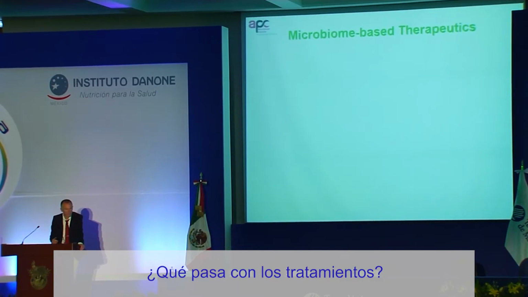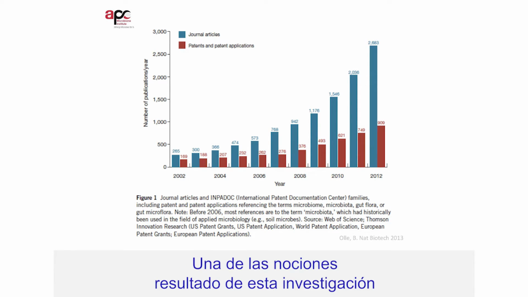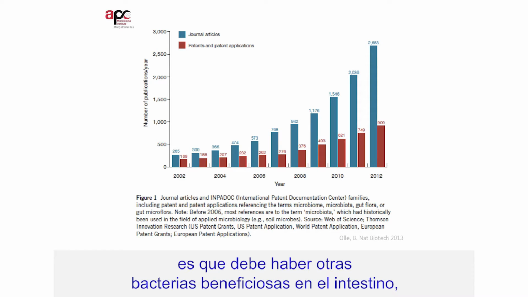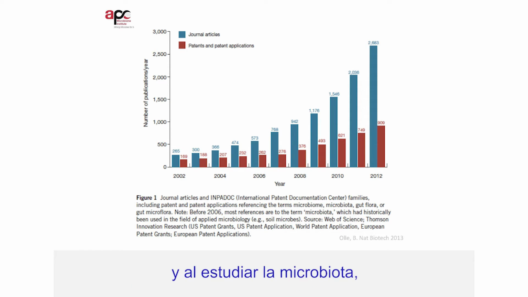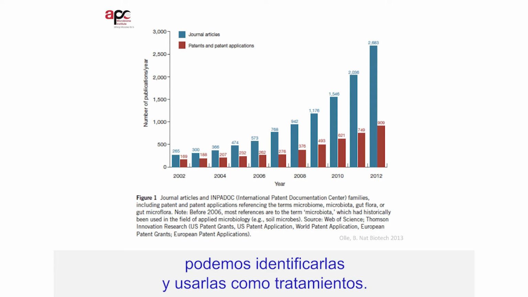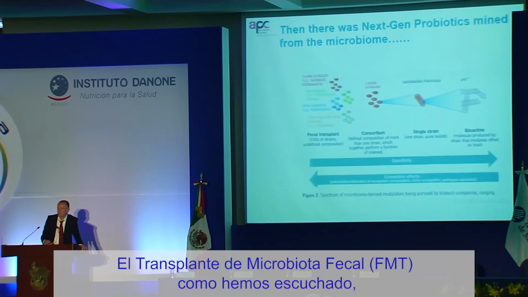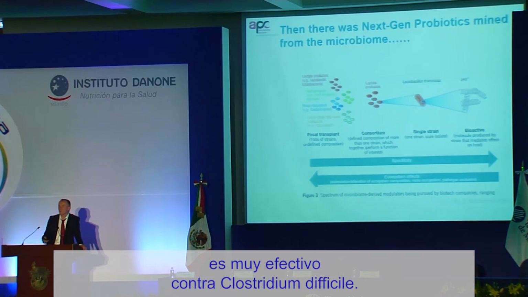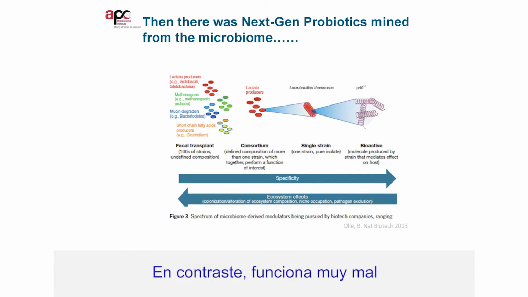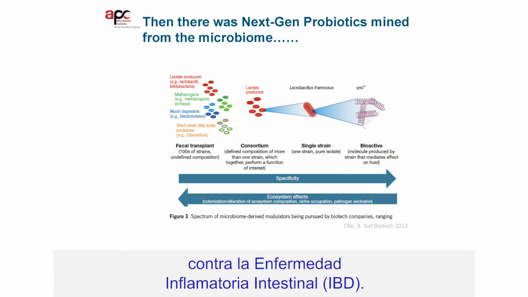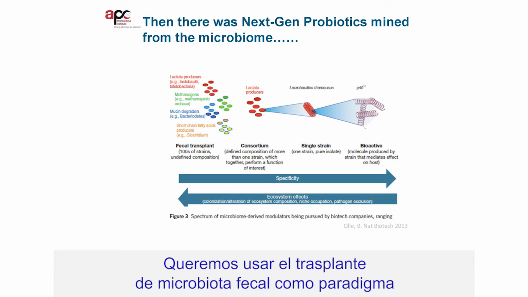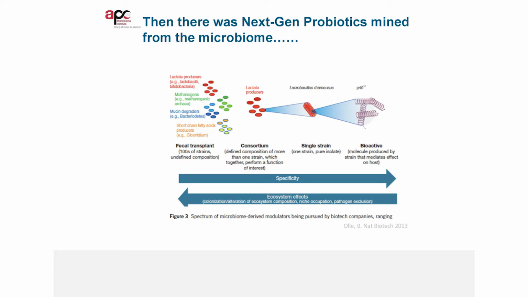What about therapeutics? One of the notions which has come out of this research is that there must be other beneficial bacteria in the gut, and by studying the microbiome, we can identify them and use them as therapeutics. Fecal microbiota transplantation, as we just heard, is wonderfully effective for C. diff. It actually works very poorly for inflammatory bowel disease, for IBS.